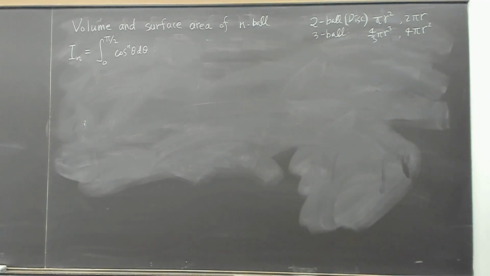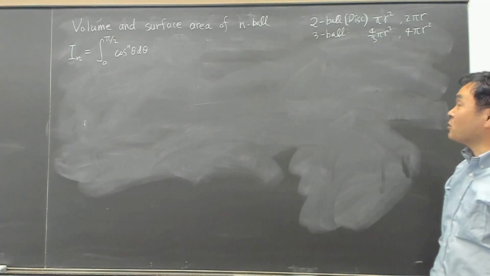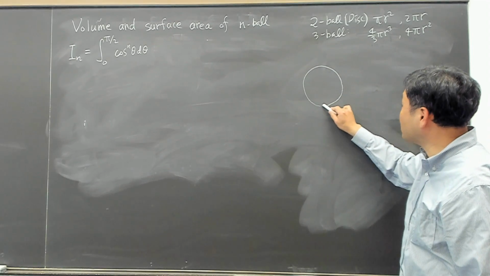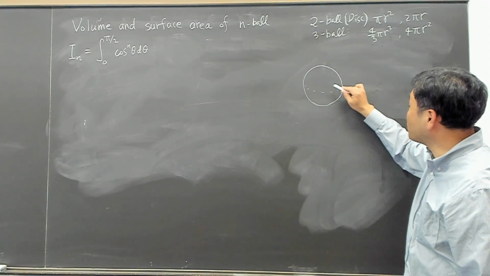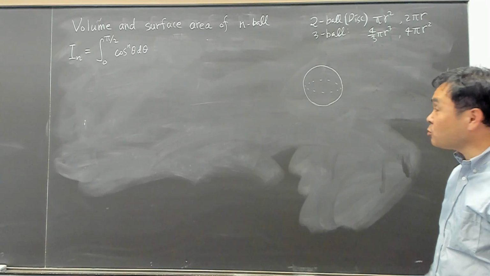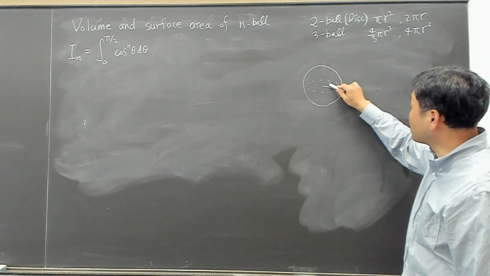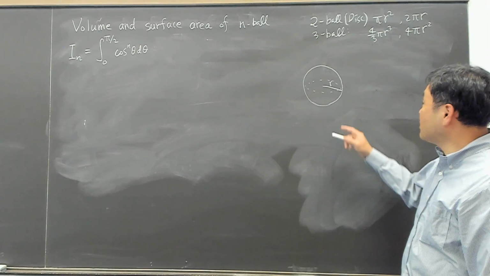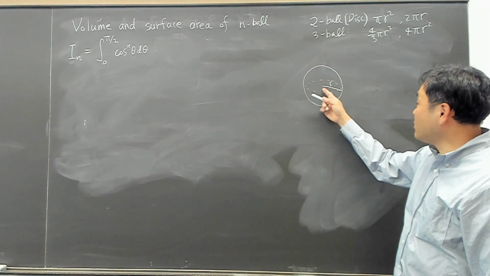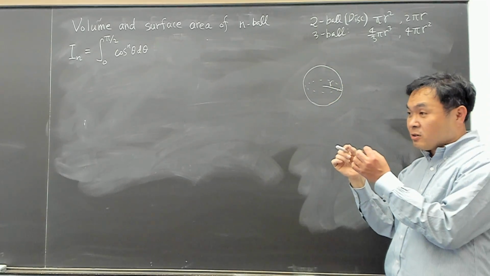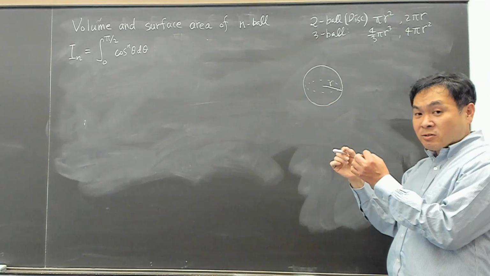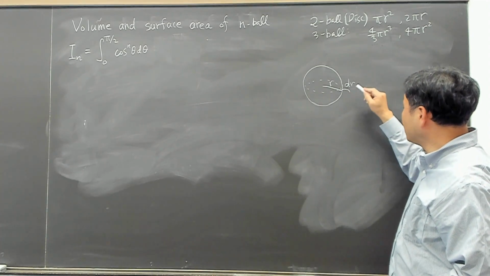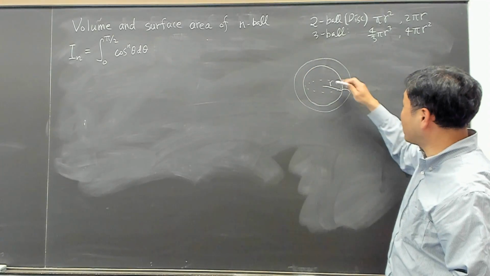And you might think, oh, this is probably just a coincidence, but it's not. There's a reason why that happens. So just think about the 3-ball, the usual ball that we have, of radius r. Now, if you increase this ball of radius r just slightly, ever so slightly, by dr, then the volume is going to increase by this much.